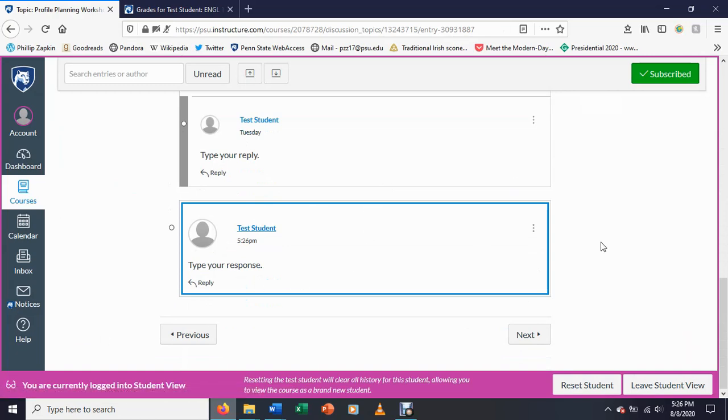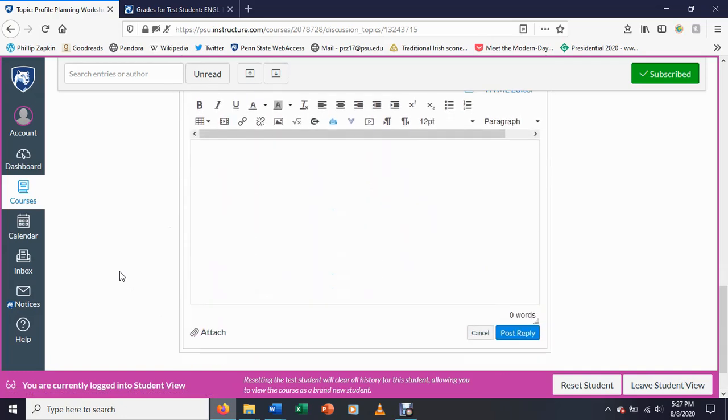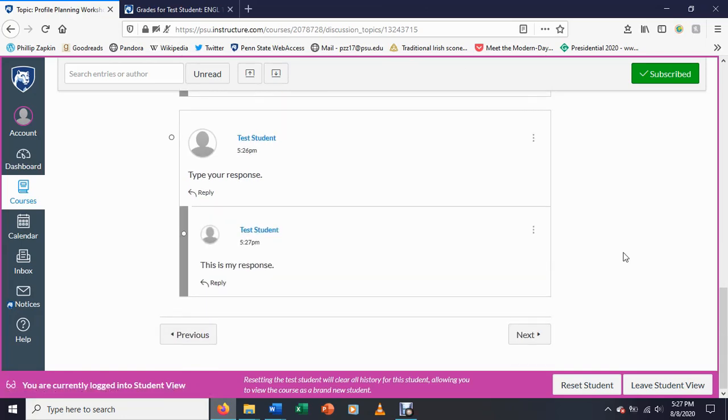Then when you want to respond to one of your classmates by Sunday at 11:59 p.m. Eastern Standard Time, you're going to click the little reply button beneath their post. And again, that'll pop up with the same thing. You type your response, which again should be much more substantive than what I've just put there. And then you click post reply, and it'll pop up there.